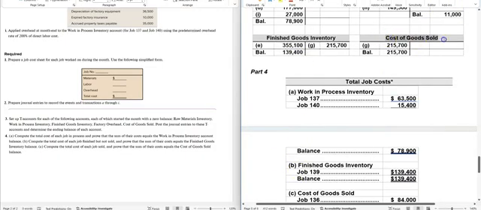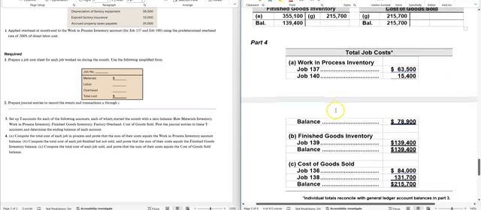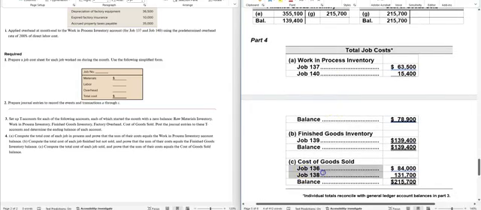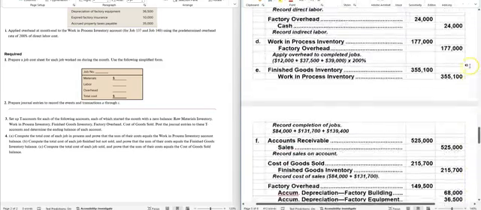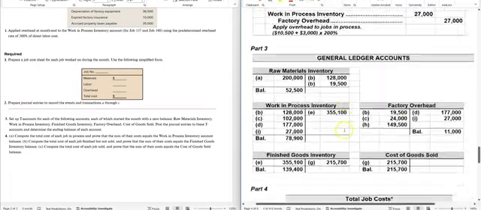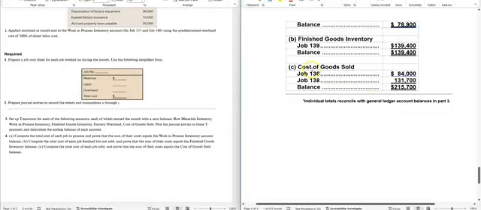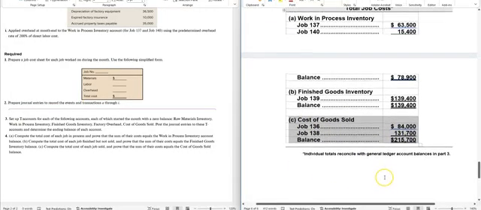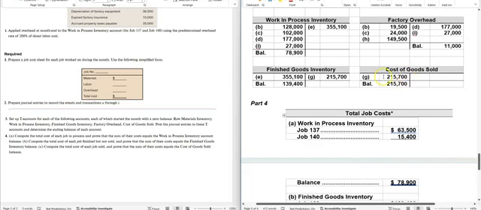Cost of goods sold, we had two jobs that were sold, jobs 136 and 138, pulling their cost, 84 and 131.7. Add those together, total cost incurred on those two jobs, 215.7, and that agrees with the cost that we recorded for cost of goods sold.